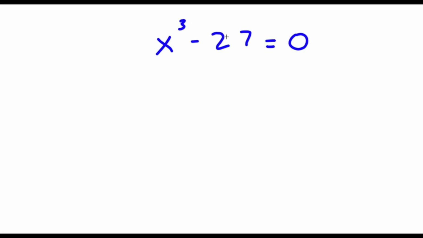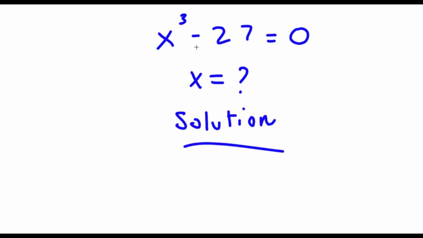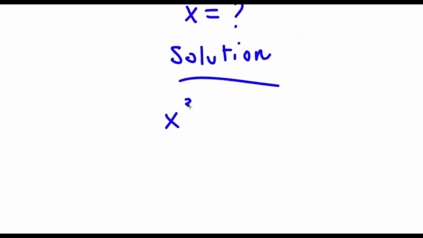Alright, so I have x to the power of 3 minus 27 is equal to 0. Now, I'm trying to find the value of x here. So, for my solution, I first start with x to the power of 3 minus 27 is equal to 0.